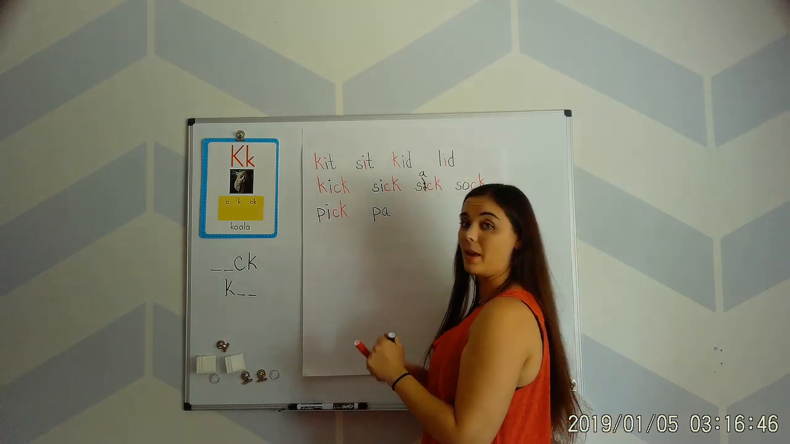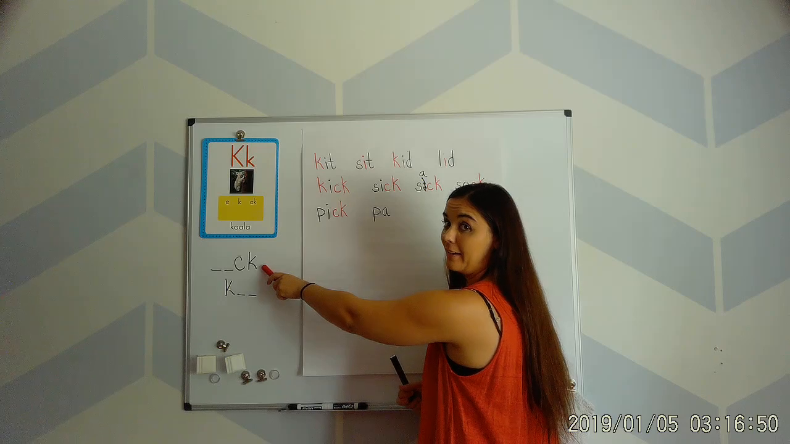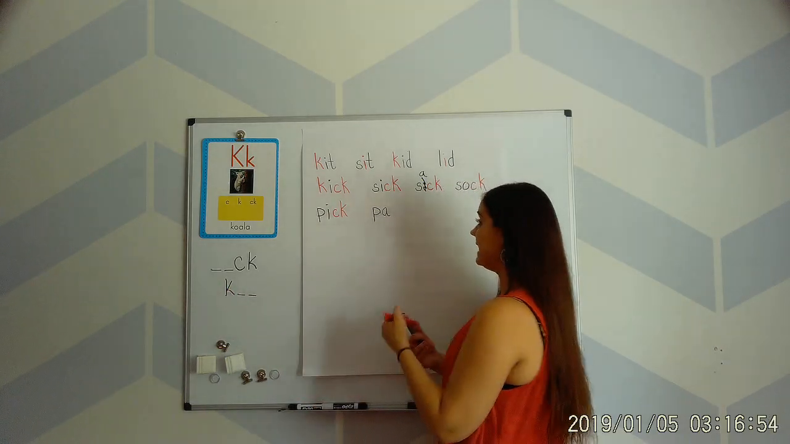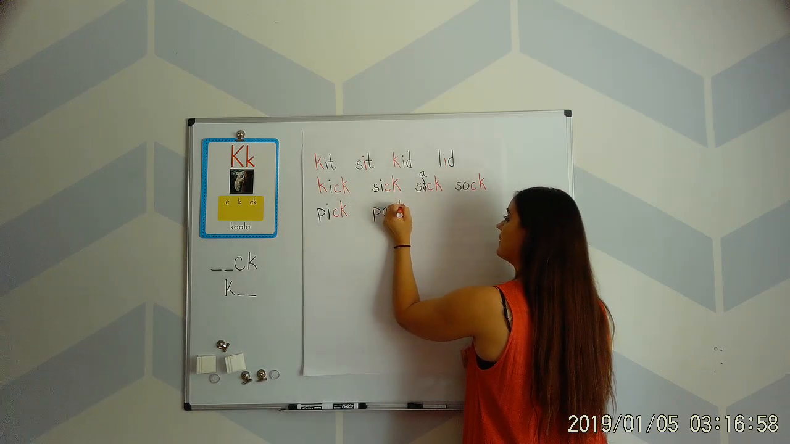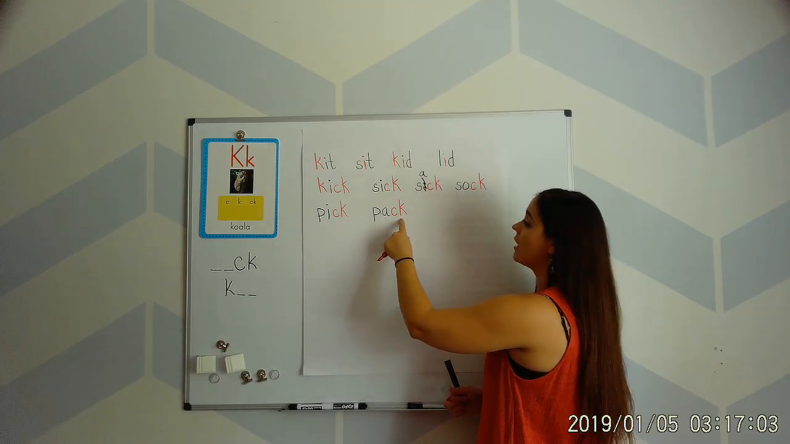So how do you think we're going to spell that? Put a thumb in the air if you think it is CK. Put a thumb in the air if you think it is K. It is CK. Thank you so much for your participation. So now let's blend this. Pack.